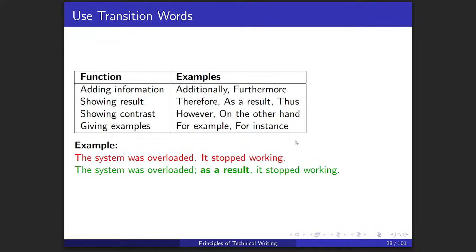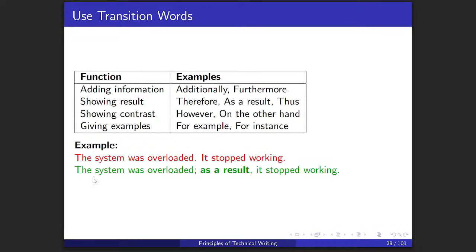Use transition words. If you look here, for adding information, instead of using this, you use this: additionally, furthermore. For showing result, use therefore, as a result, thus. For showing contrast, instead of that you may use however, on the other hand. For giving examples, use for example, for instance. By using these terminologies, it will boost your paper in most of the ways.